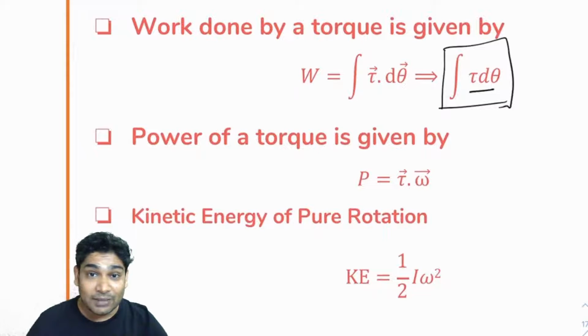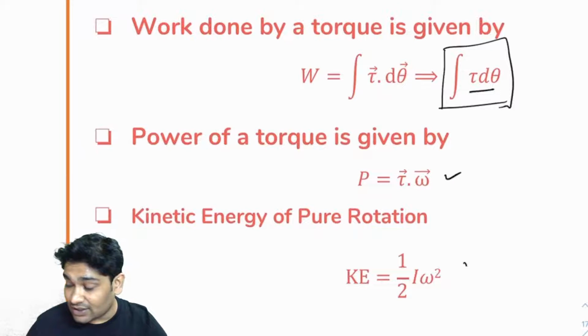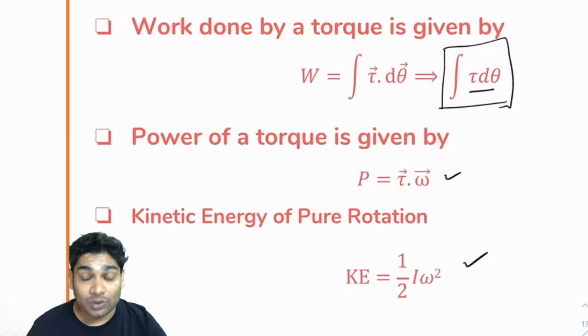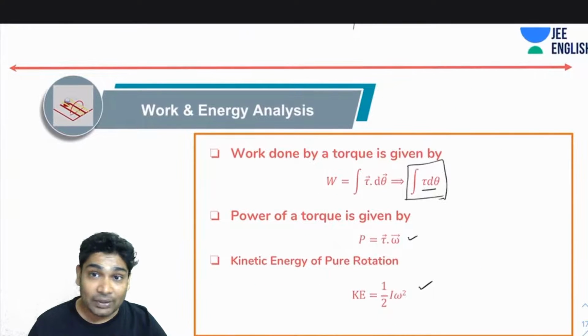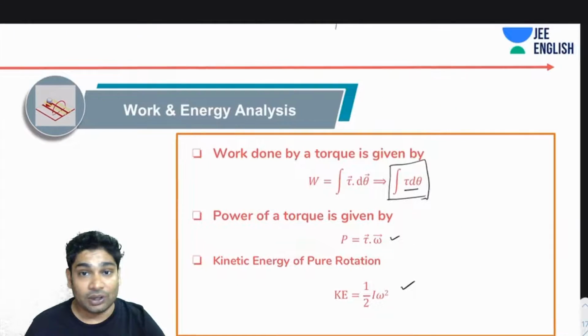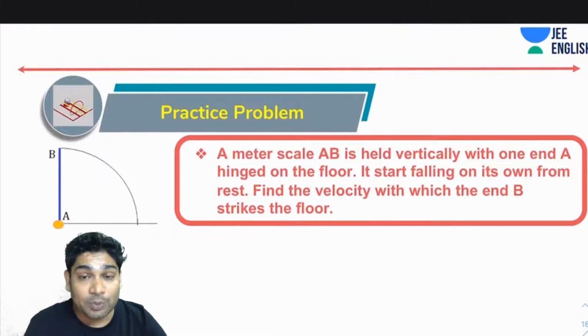Anyhow, so power, similar to work, I can define power of a torque. Power of a torque is given by tau dot omega, and kinetic energy of pure rotation we already discussed is half I omega square. So I can apply my work energy theorems also for analysis of pure rotation. So let's see an example where we apply work energy theorem. Alright, so let's try this problem.